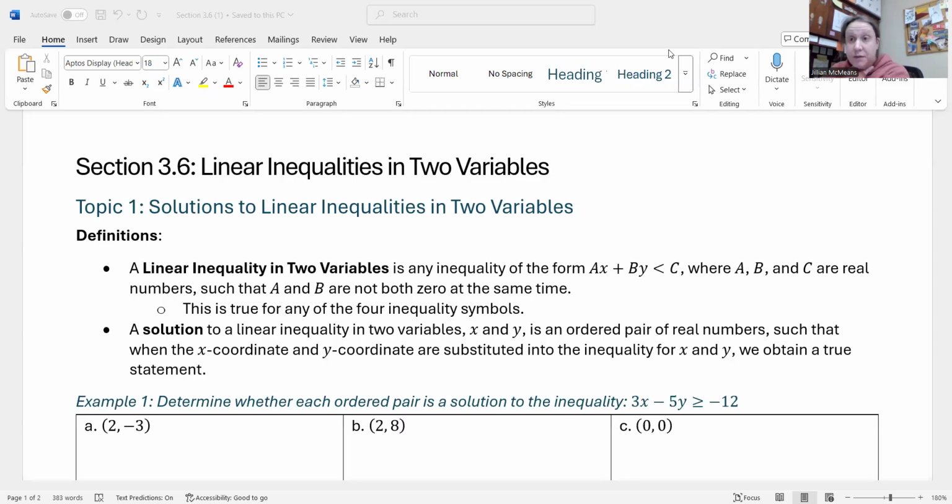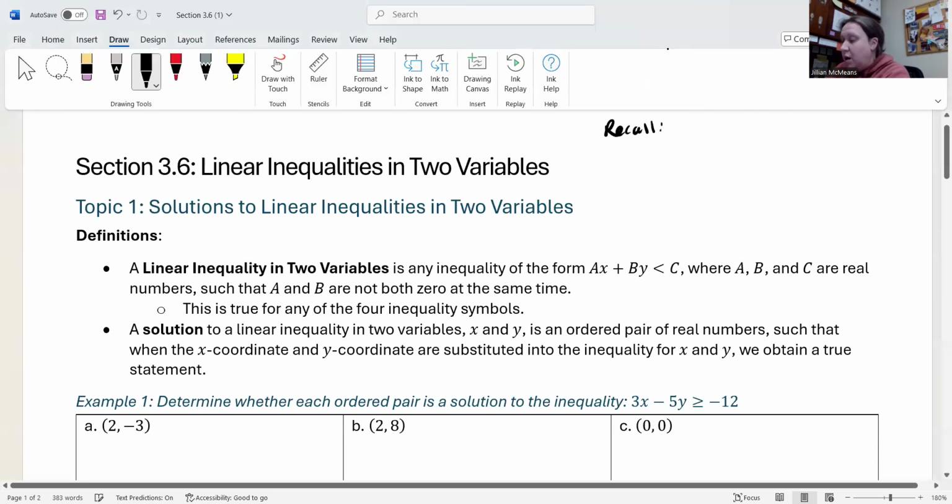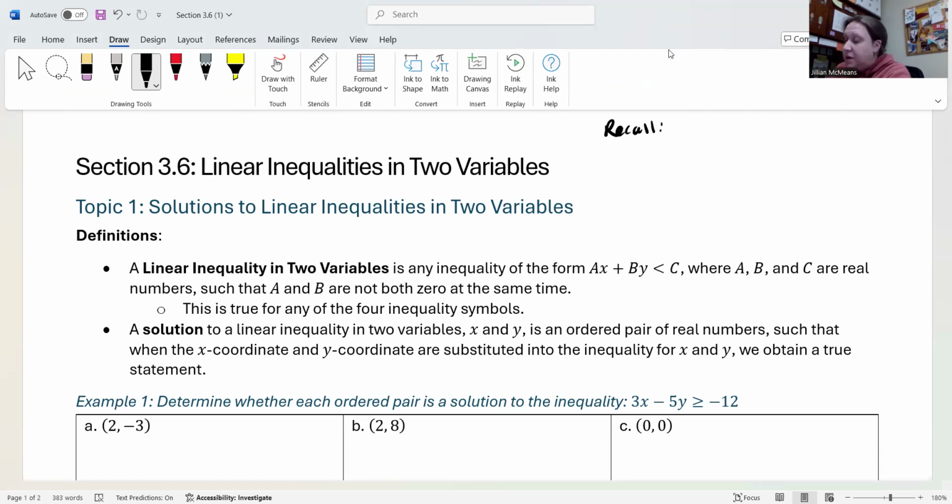So the next series of videos is going to focus on linear inequalities in two variables. So we have to merge kind of two worlds. You do need to go back to linear inequalities in one variable, okay? So we would have something like x is less than 6.